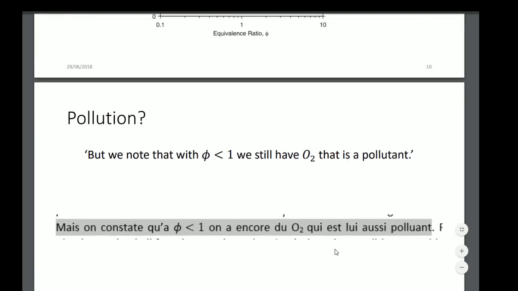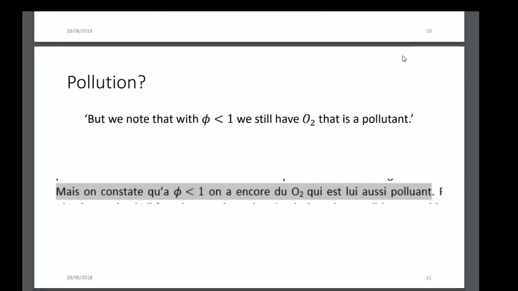Something I read, and that made me really angry, is in an experimental report. I read, "We note that with phi inferior to 1, so it's excess of air, we still have O2 that is a pollutant." So you might think that that's a typo, it's not possible. Someone might not write that oxygen pollutes. It's not possible. Well, if you had read the report, it is. My colleague wrote that O2 is a pollutant and should be limited, that we should not have O2 in the air, which is quite funny, and that made me quite angry.